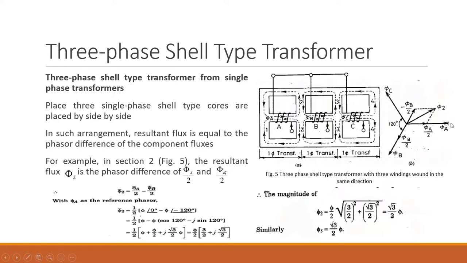So from phi A, you get phi A by 2 in the middle. Similarly, you are in a position to get phi B by 2. But you are interested in the negative value of phi B by 2. How can you obtain it? You need to extend this phasor in the reverse direction. Then just take the phasor sum, and it is going to give you phi 2.